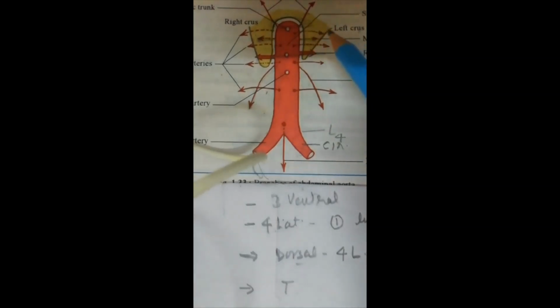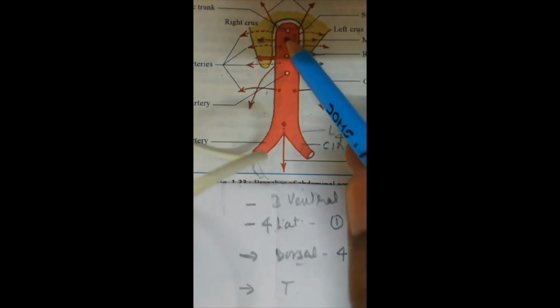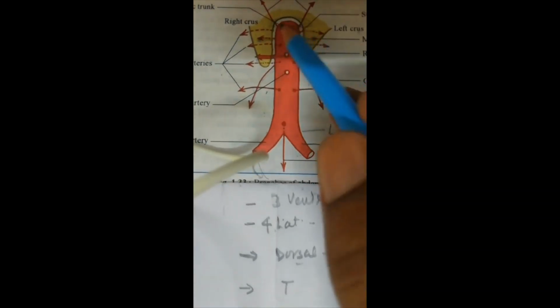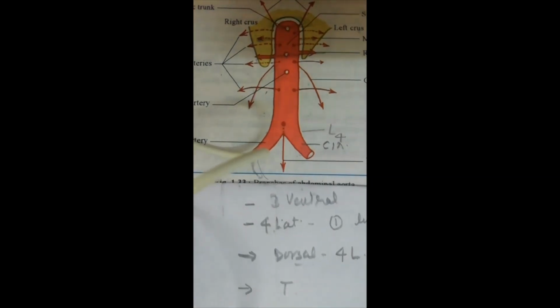So this was a broad classification of the branches of the abdominal aorta: ventral, lateral, dorsal and terminal branches. Among them, the ventral and lateral branches mainly supply the abdominal viscera. In the next lecture we will discuss the branches in detail.